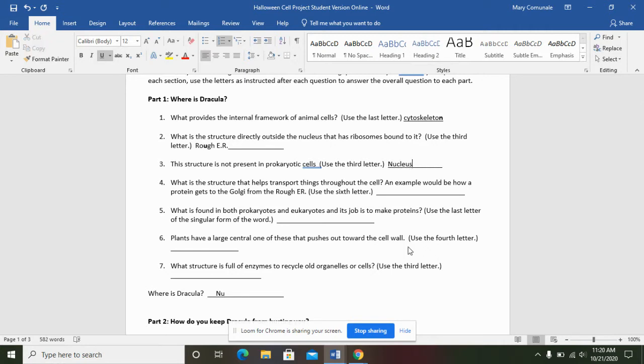That is the nucleus. Use the third letter. It's a C.